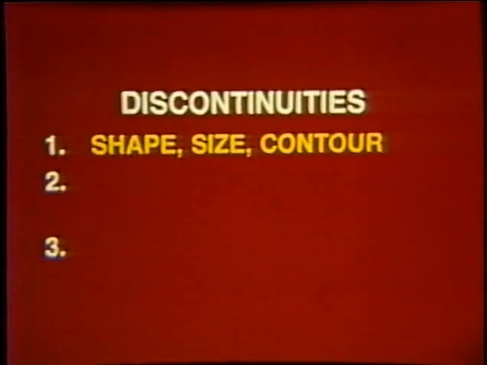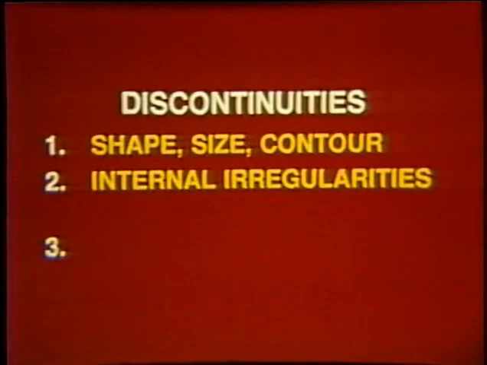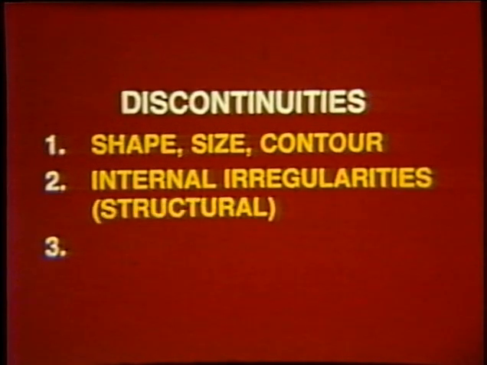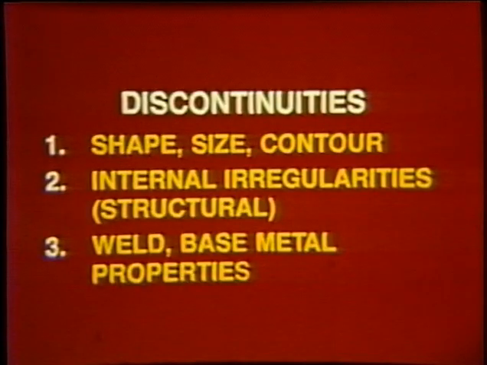The first group of discontinuities relates to shape, size, and contour, that is, the external dimensions of a weld. The second group relates to the internal consistency of welds and is often referred to as structural discontinuities. And the third group, weld and base metal properties, relates to the match between weld metal and base metal. All affect the ability of a weld to perform based on service requirements.